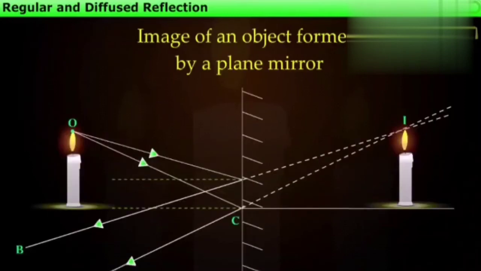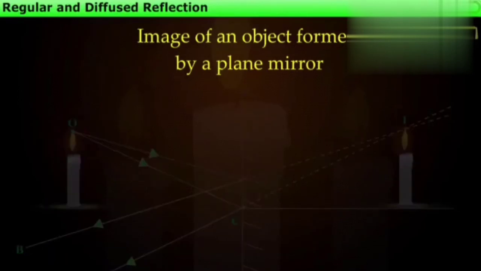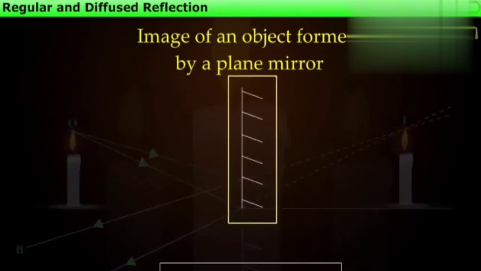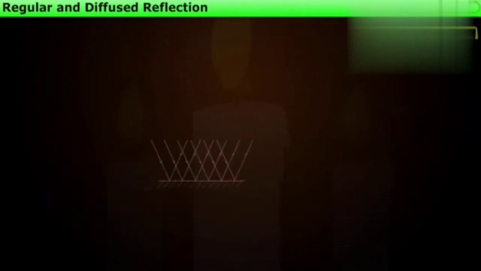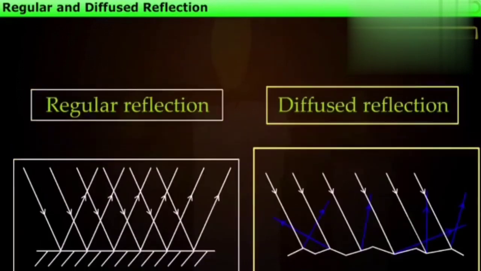Regular and diffused reflection. We learned the image of an object formed by a plane mirror. In this case, the reflecting surface is a regular surface. Let us now study in detail about regular and diffused reflection with the help of an activity.